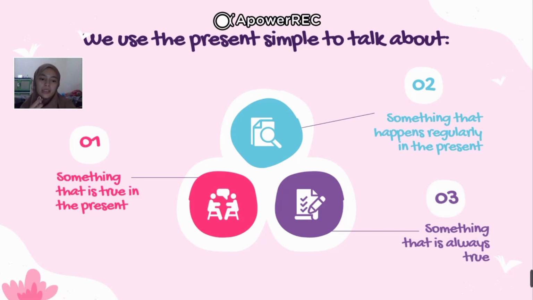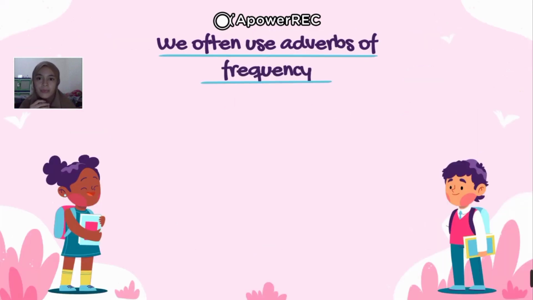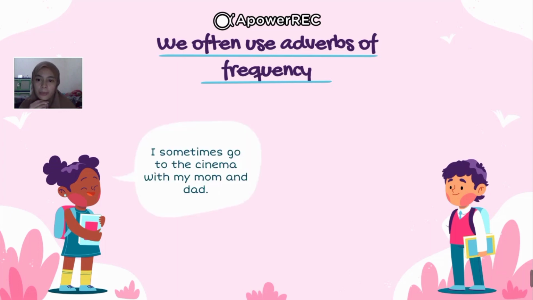And the last is something that is always true. For example, the human body contains 206 bones, or light travels at almost 300,000 kilometers per second. Next, we often use adverbs of frequency like sometimes, always, and never with the present simple. For example, I sometimes go to the cinema with my mom and dad. I never play football.